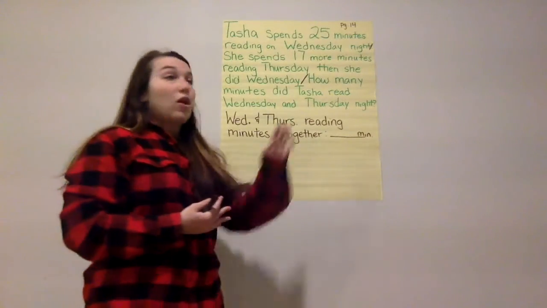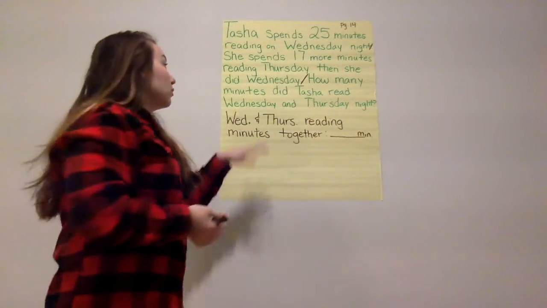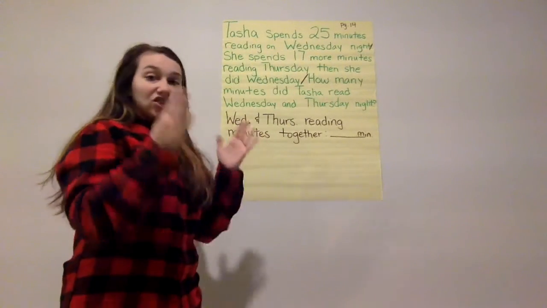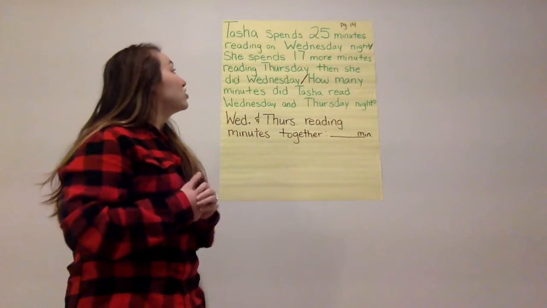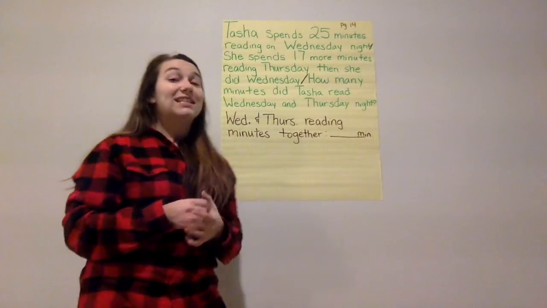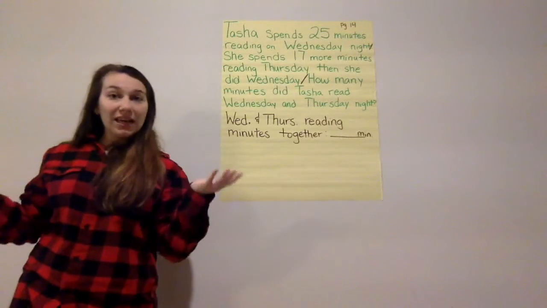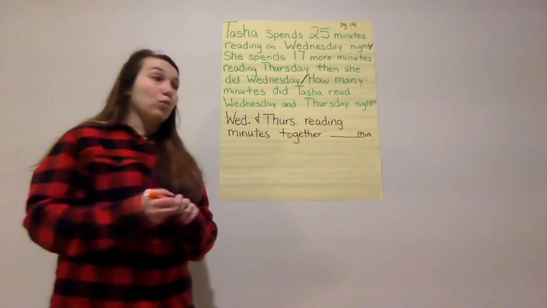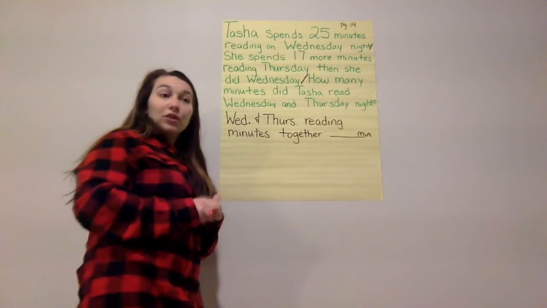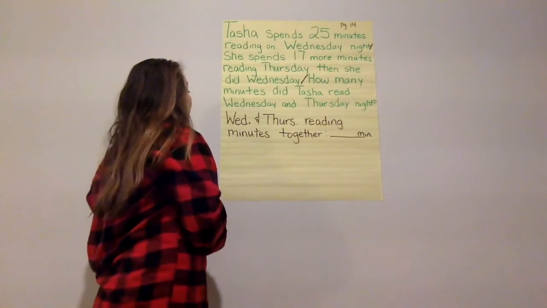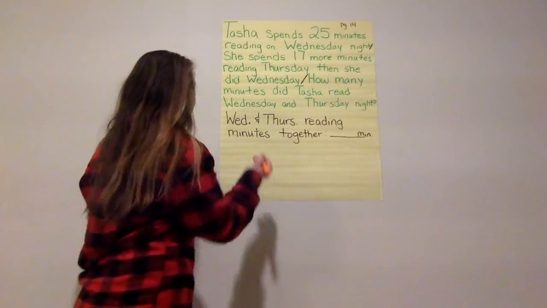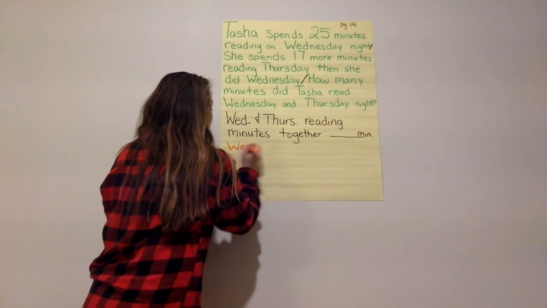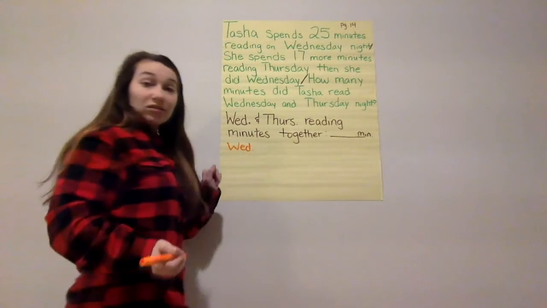So now I'm going to move on and look back at my chunks. We've already dealt with the question, so we don't have to do that again. But my first chunk is Tasha spends 25 minutes reading on Wednesday night. So I'm already given a piece of information here. The amount that Tasha read on Wednesday. So you can do this one of two ways. I will show you both. But first off, we need to label it, right? Because this is Wednesday. And what do we know about Tasha on Wednesday?